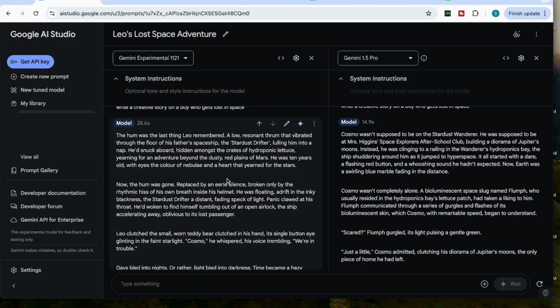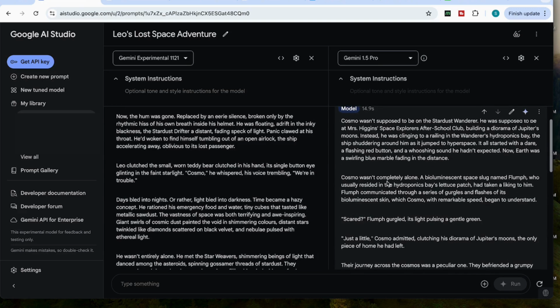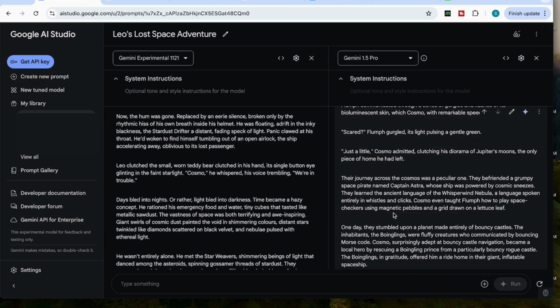I think that's something that you would be able to work with better prompting. There is potential there. With the right context, with the right planning, you could come up with something that would work. But you can also see that there are still major writing problems in the model. For example, we have "Leo clutched the small worn teddy bear clutched in his hand," and that repetition that comes from the model is still there. The same with the 1.5 Pro. I'd still say the writing is fairly basic. It's nowhere near the kind of creativity that you could get with Claude 3.5 Sonnet.